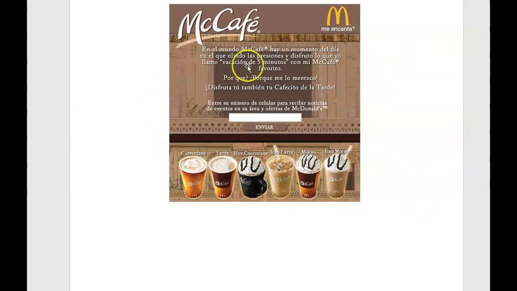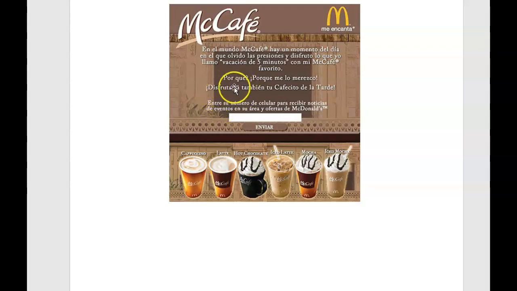ad. McAfee. En el mundo McAfee hay un momento del día en el que olvido las presiones y disfruto lo que yo llamo vacación de 5 minutos con mi McAfee favorito. ¿Por qué? So as you can see, it's missing a question mark here. And an accent. ¿Por qué? Porque me lo merezco. Disfruta tú también tu cafecito de la tarde.